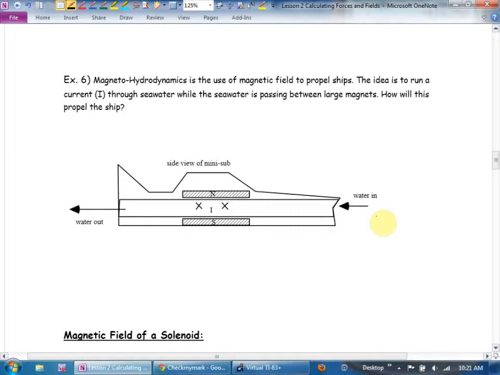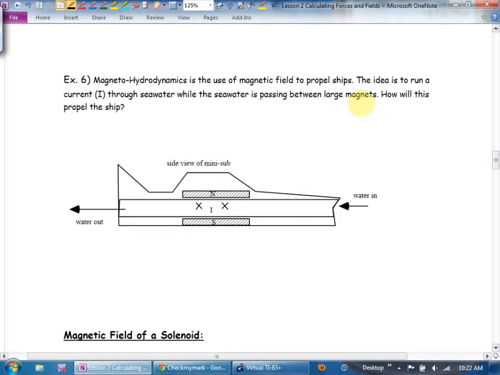In the movie, part of the premise is there is a secret Soviet submarine that basically has engines with no moving parts. It's a jet engine underwater, the magnetohydrodynamic drive. Here's how it works. Ready? We want to use a magnetic field with no moving parts to propel ships or submarines. The idea is to run a current through seawater. Will seawater conduct a current? Yep. While the seawater is passing between large magnets, how will this propel the ship?